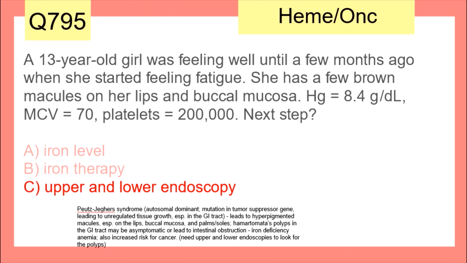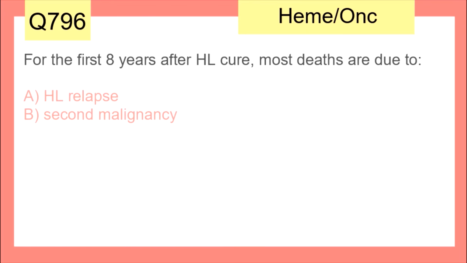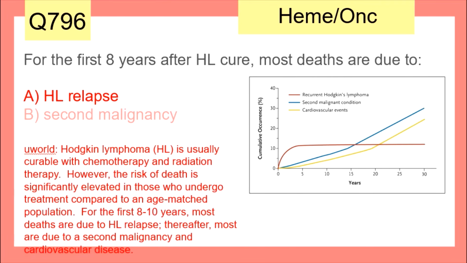It has this iron deficiency anemia, the microcytic anemia, and you need the upper and lower endoscopies to look for polyps. 796, for the first 8 years after Hodgkin lymphoma cure, most deaths are due to HL relapse, Hodgkin lymphoma relapse. In the first 8 years, it's Hodgkin lymphoma relapse, and after that, the deaths are due to secondary malignancy.